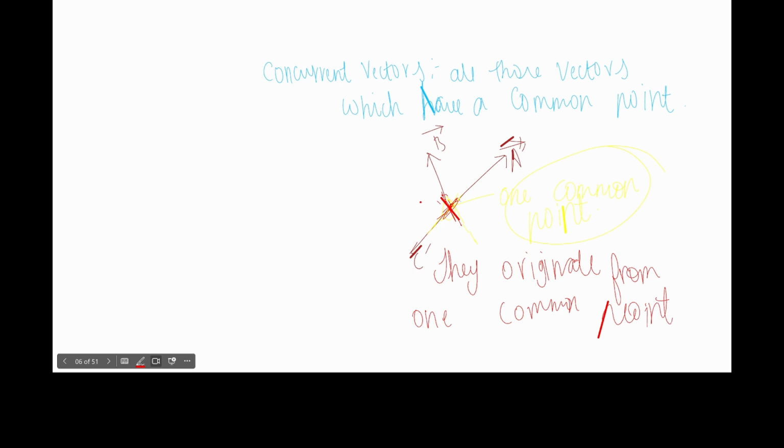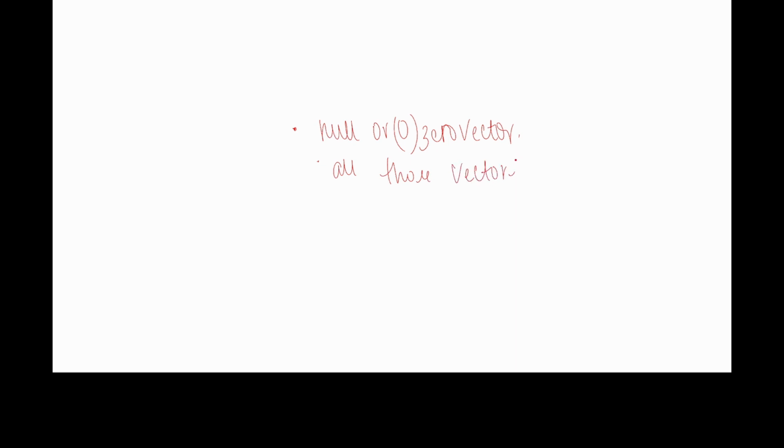So moving on to the next type of vector, called null or zero vector. When I say null or zero vectors, what I mean is that all those vectors are defined as vectors having zero magnitude. They're usually defined as all those vectors having zero magnitude. So null or zero vectors are all those vectors with zero magnitude.